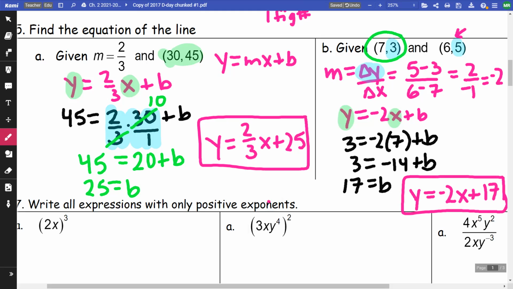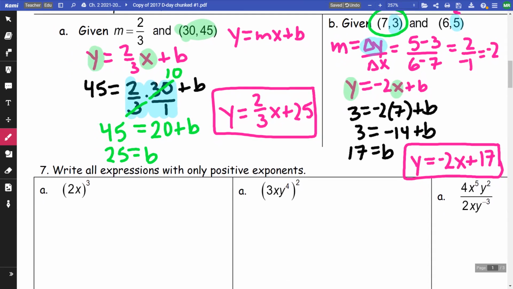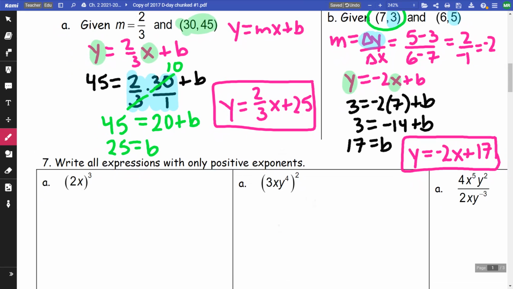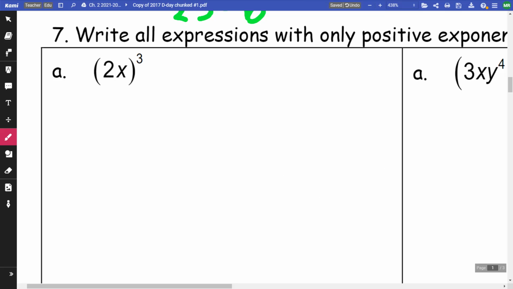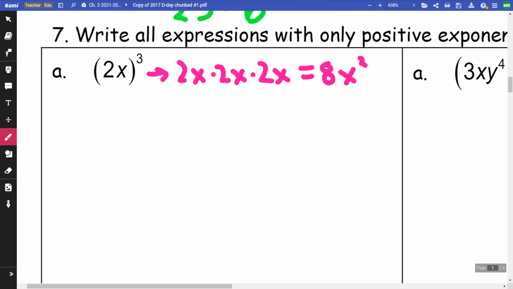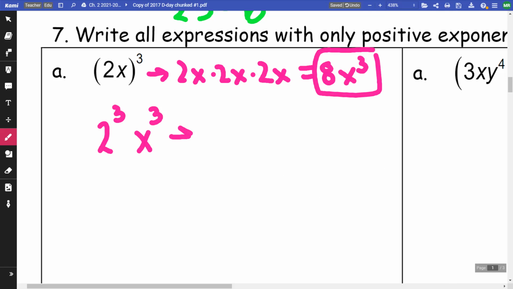Okay. Next section is all exponents problems. So on this, when I'm trying to deal with this problem, you can think of this as 2x times 2x times 2x. 2 times 2 is 4, times 2 is 8. X times x times x is x to the third. That's one way to think about it. Another way to think about it is both the 2 and the x are being raised to the third power. So my 2 is being raised to the third power, and my x is being raised to the third power. 2 to the third is 8, x to the third. So in both cases, I got the same answer.